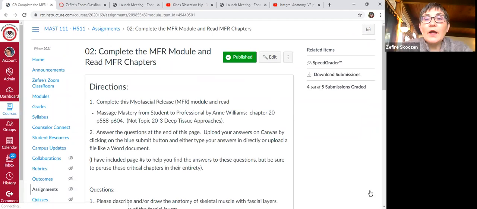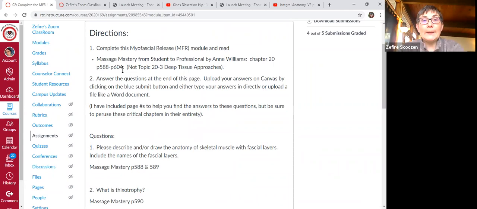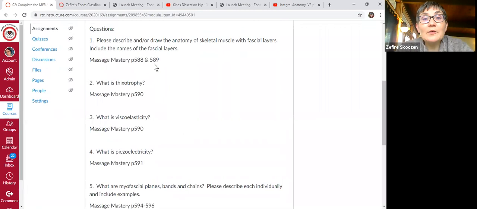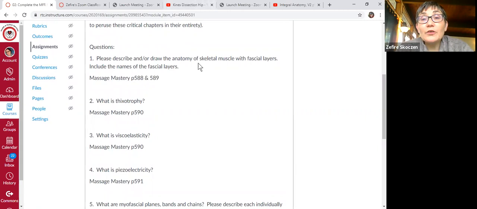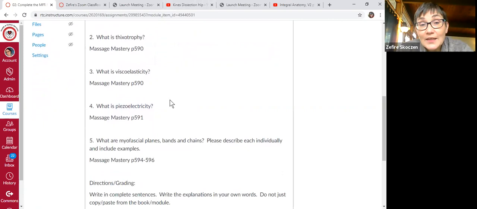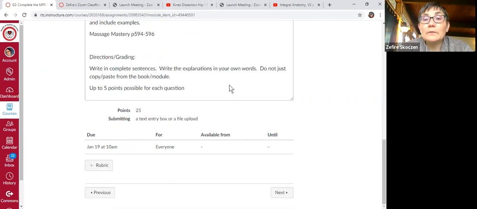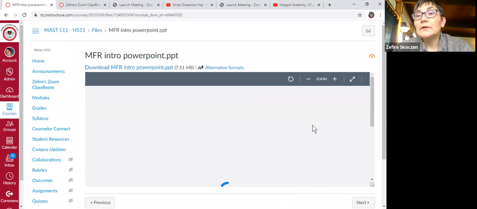All right, so there is a chapter in your book if you haven't read it yet. It's not that long, page 588 to 604, and you can skip topic 20-3, so it's not even the entire chapter. So make sure you go through that and look at some basic concepts like the fascial layers in the anatomy, thixotropy, piezoelectricity, planes, bands, and chains. Well, let's start in the module, and we'll get into some of that already.